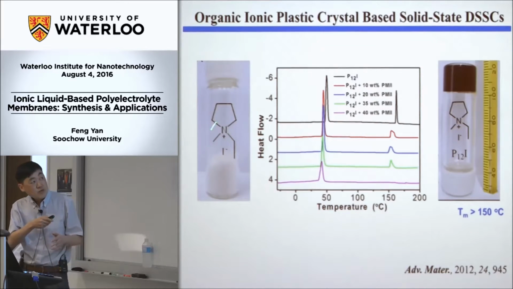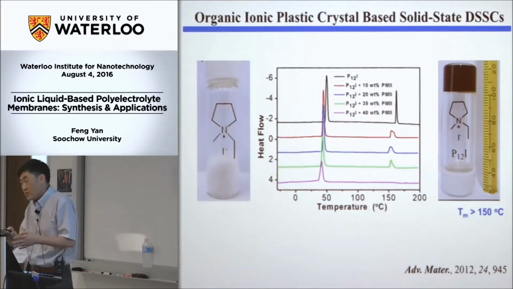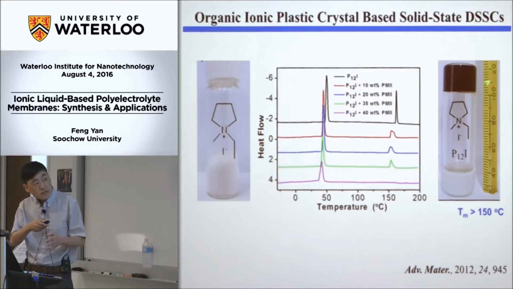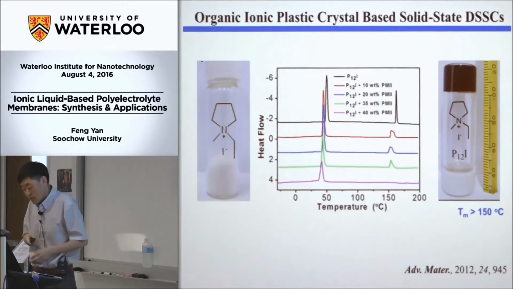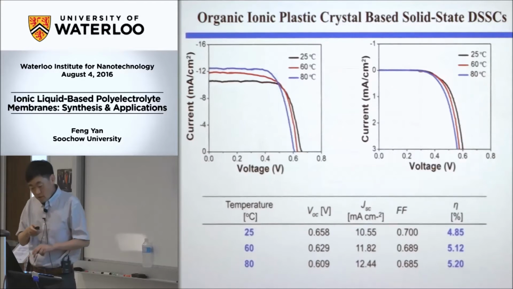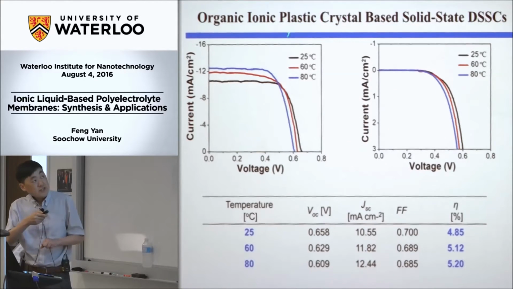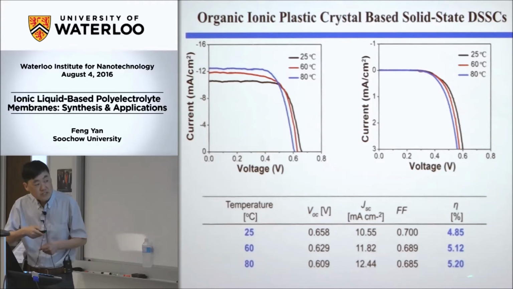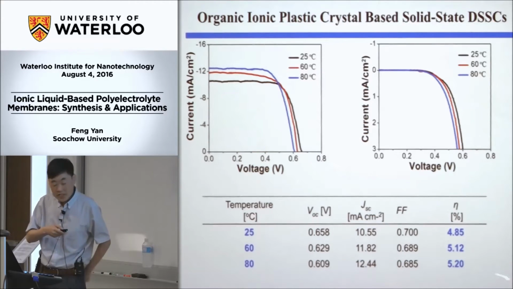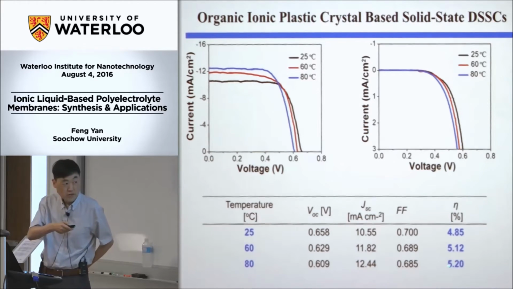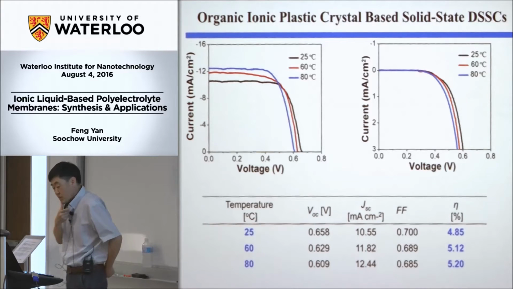Therefore, we tried to use this compound to fabricate the solid-state device. This device can even keep the solid state above 100 degrees. If we characterize the efficiency of this type of solar cell, you can find that the efficiency increases with the temperature. For example, at 80 degrees, the efficiency is quite a bit higher than at room temperature.